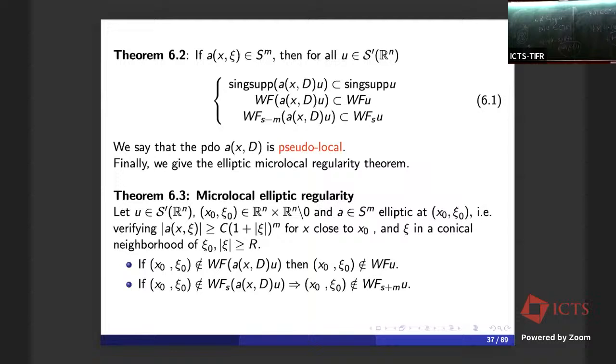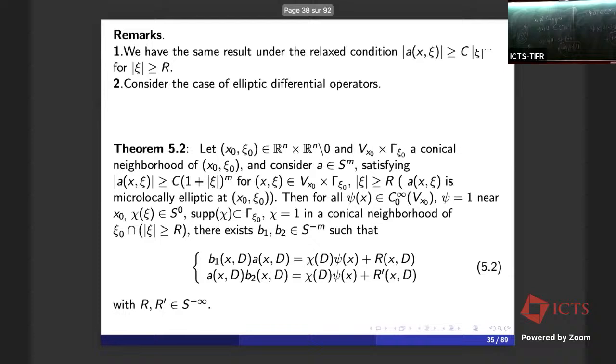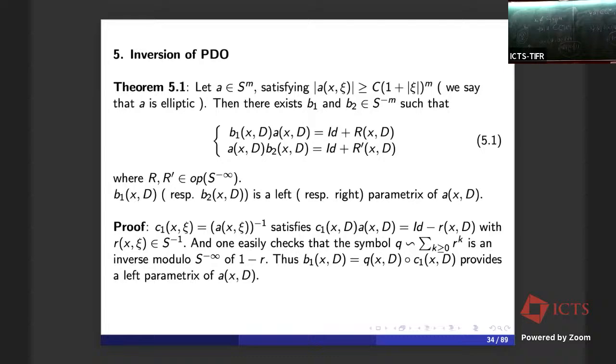Okay. So microlocally, all the points in the neighborhood of x0, omega0 are not in the wavefront of u. That is called the microlocal elliptic regularity. For this, you use the parametrix we have constructed. Okay, you use this one. You use this identity.